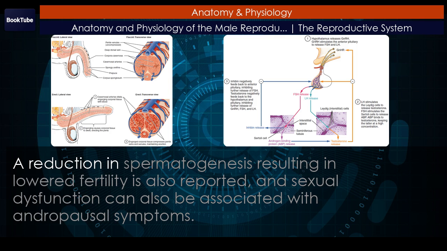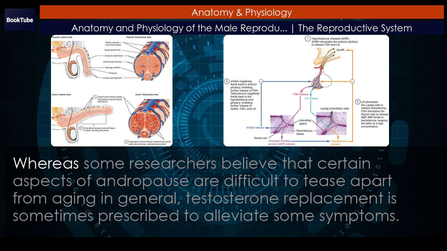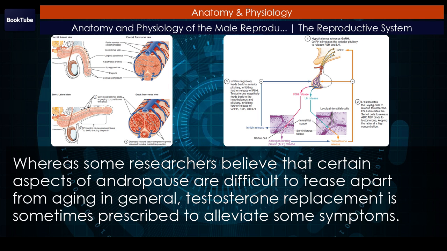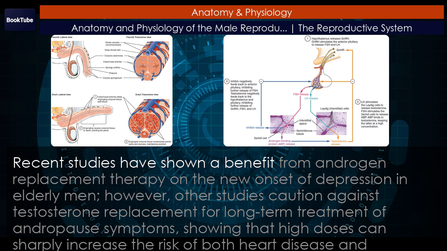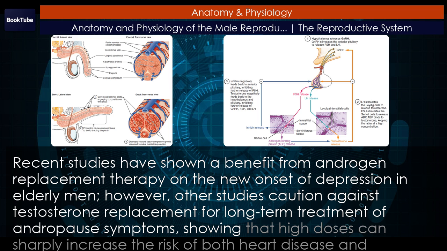A reduction in spermatogenesis resulting in lowered fertility is also reported, and sexual dysfunction can also be associated with andropausal symptoms. Whereas some researchers believe that certain aspects of andropause are difficult to tease apart from aging in general, testosterone replacement is sometimes prescribed to alleviate some symptoms. Recent studies have shown a benefit from androgen replacement therapy on the new onset of depression in elderly men. However, other studies caution against testosterone replacement for long-term treatment of andropause symptoms, showing that high doses can sharply increase the risk of both heart disease and prostate cancer.